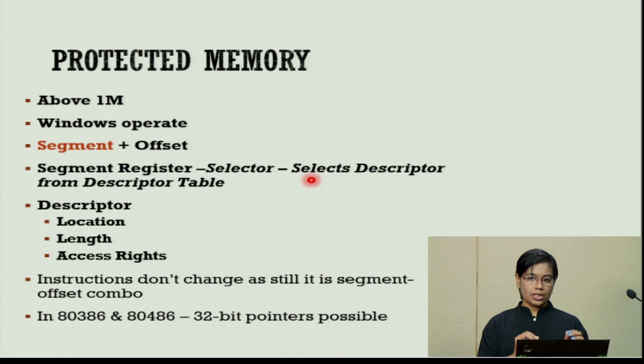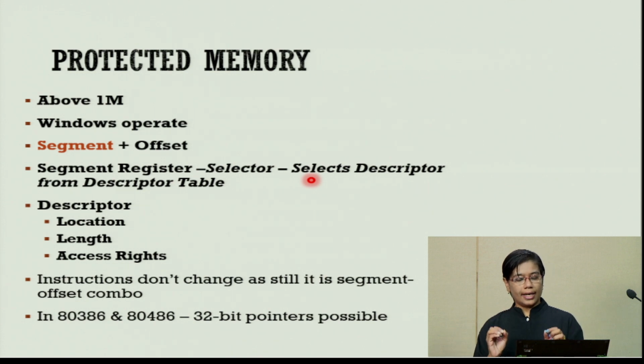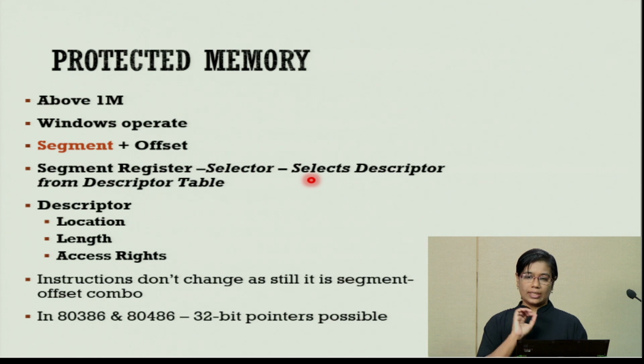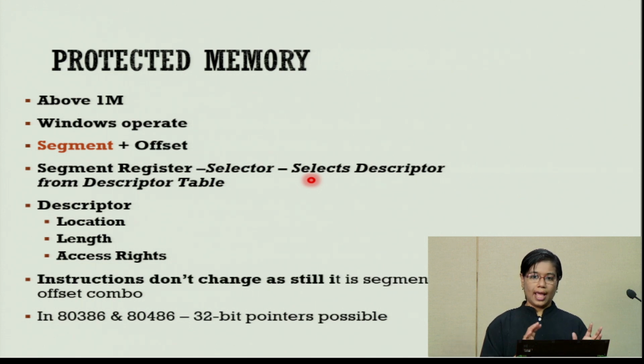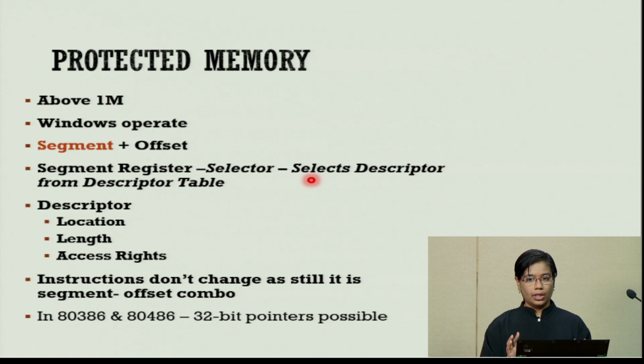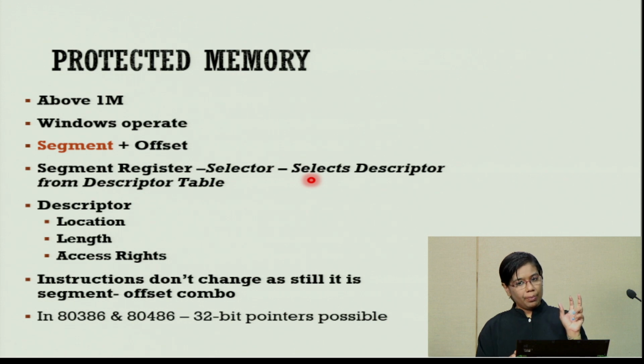So segment register has a selector. Selector selects a descriptor from the descriptor table. So segment now means something else in case of protected mode of operation. And instructions will not of course change because you still have the segment offset combo. The segment now means something else, that's all. But still you have a segment, you still have an offset. There will be a value present in the segment register. There will also be an offset present. So the instructions will not change.